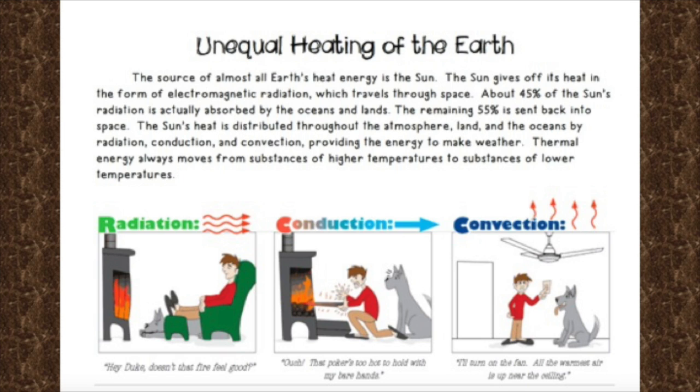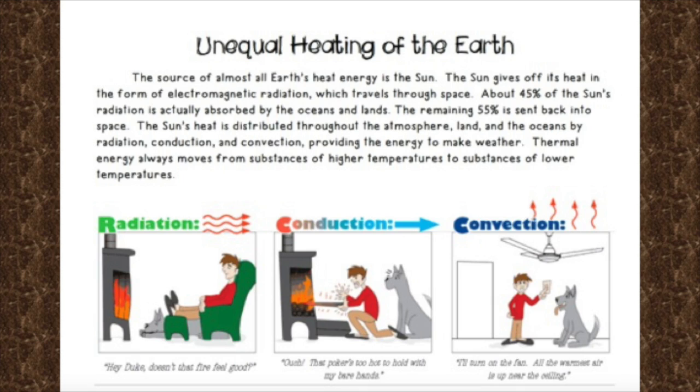So, unequal heating of the Earth. The source of almost all Earth's heat energy is the sun. The sun gives off its heat in the form of electromagnetic radiation, which travels through space. About 45% of the sun's radiation is actually absorbed by the oceans and lands. The remaining 55% is sent back into space.